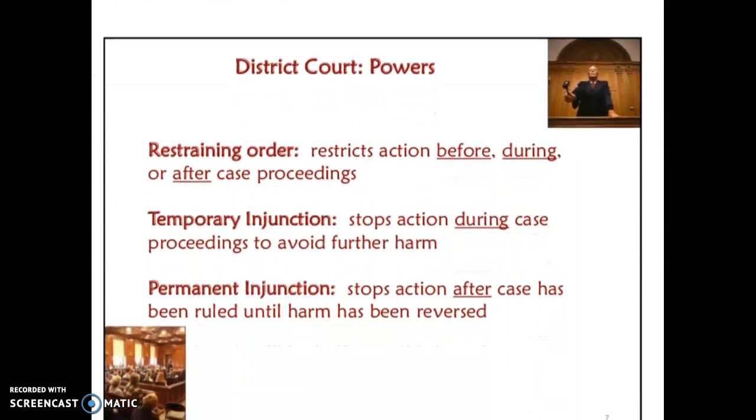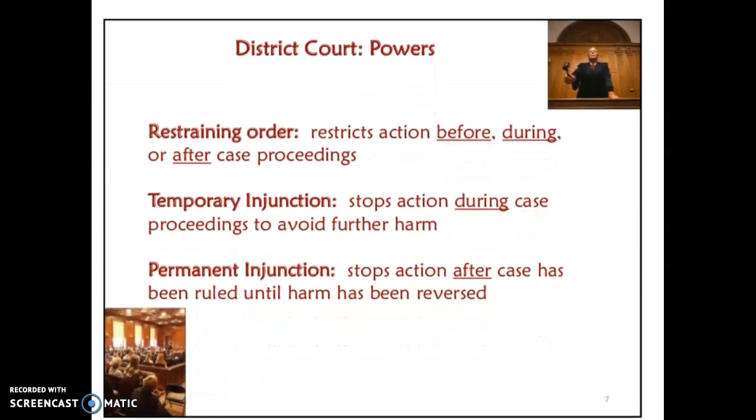So looking at these district court powers and kind of just defining them for this class, restraining order. So this restricts the action before, during, or after the case proceedings. An example is a temporary injunction. So this stops action during the case proceedings to avoid further harm while a decision is being made, or a permanent injunction stops action after the case has been ruled until that harm that's been identified has been reversed.